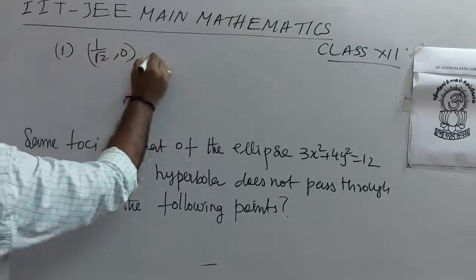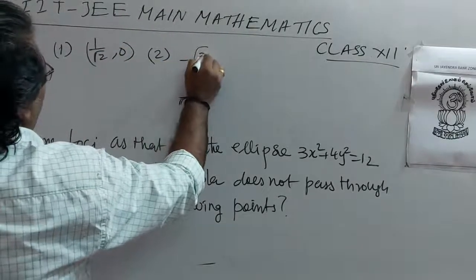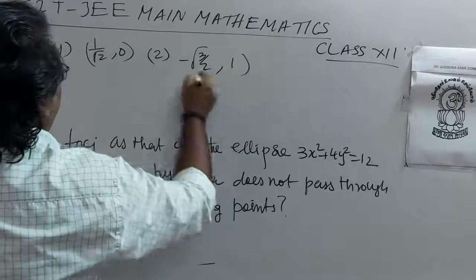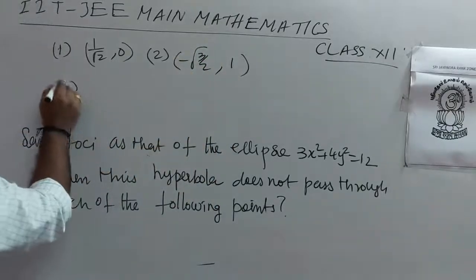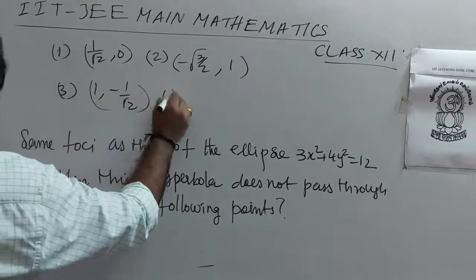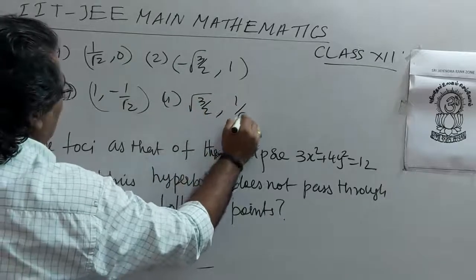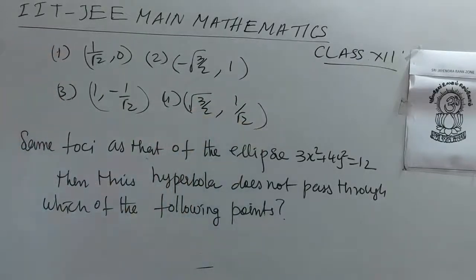Option 1: 1 by root 2 comma 0. Option 2: minus of root 3 by 2 comma 1. Option 3: 1 comma minus 1 by root 2. Option 4: root 3 by 2 comma 1 by root 2.